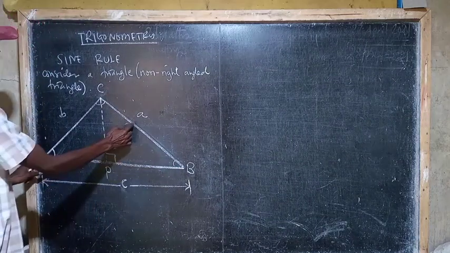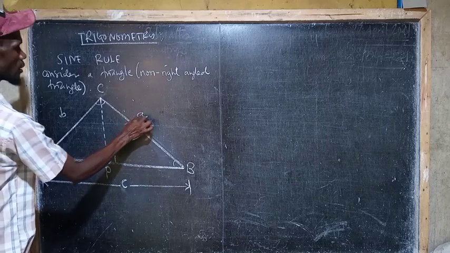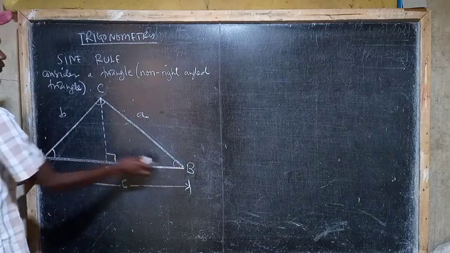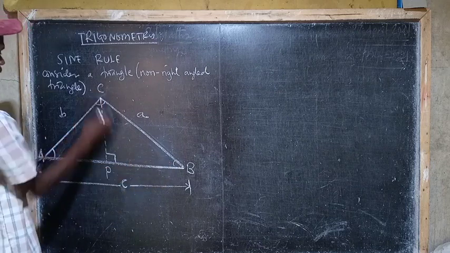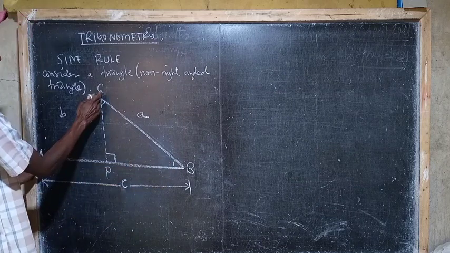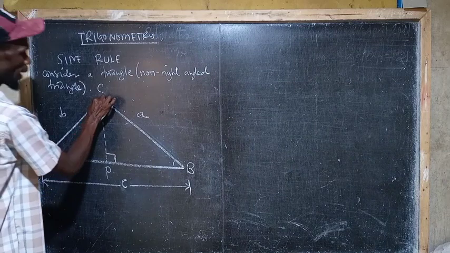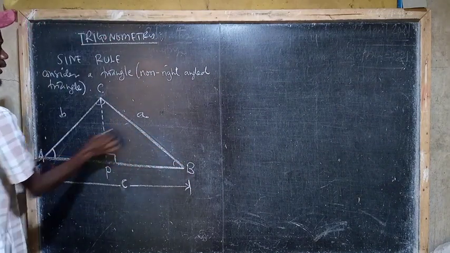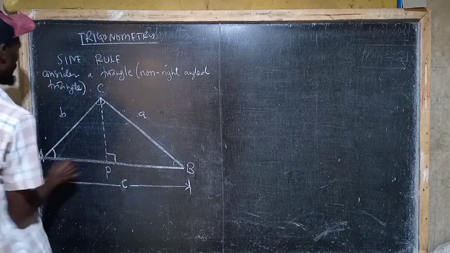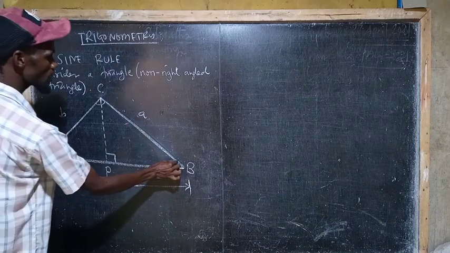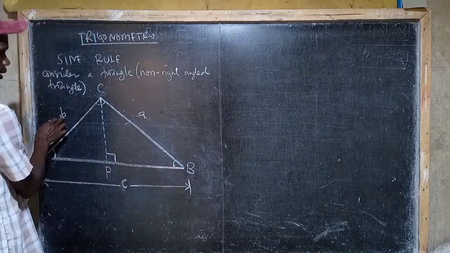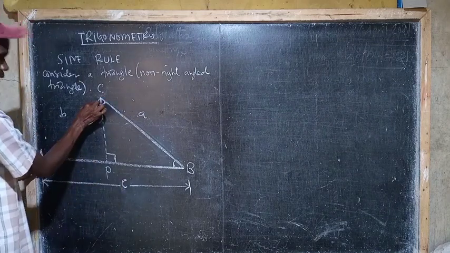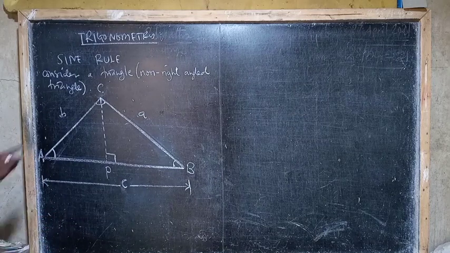And this side A is opposite of this angle, and this is the opposite side of this angle, and this is the opposite side of this angle. So we have 3 sides. This side is the opposite side of this angle, that is A, and this side is the opposite side of this angle, here it is, and this side C is the opposite side of angle C. That is very important to understand.